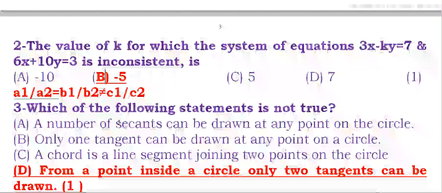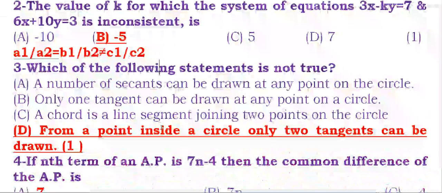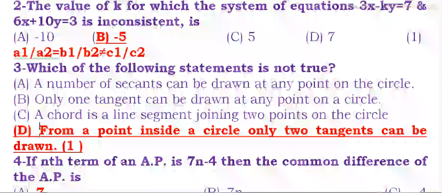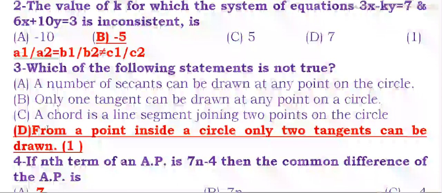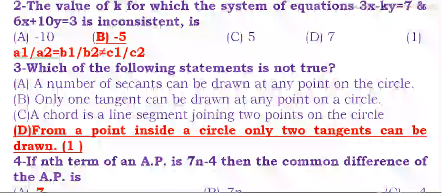B is the solution. Next: which statement is not true? From a point inside a circle only 2 tangents can be drawn. This is false, because when a point is inside the circle, we cannot draw any tangent. So the answer is D.